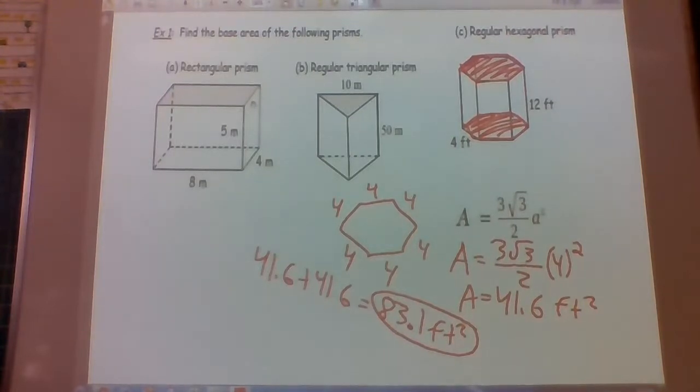Then one of them was 41.6. Okay, so those are the base areas. Those are just the area of the top and the bottom of the prisms.